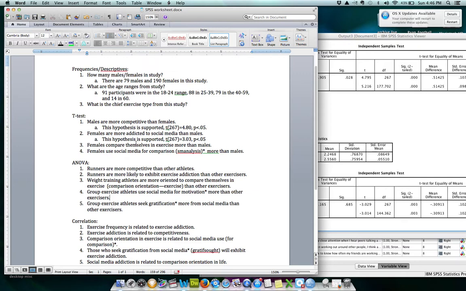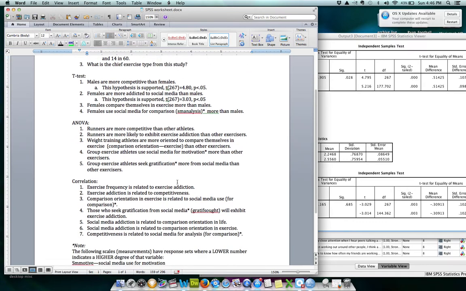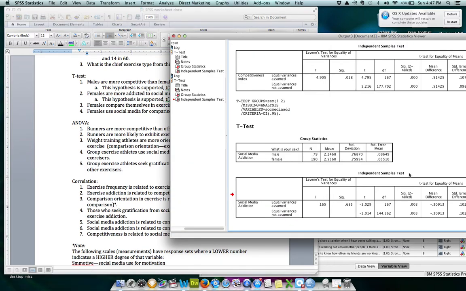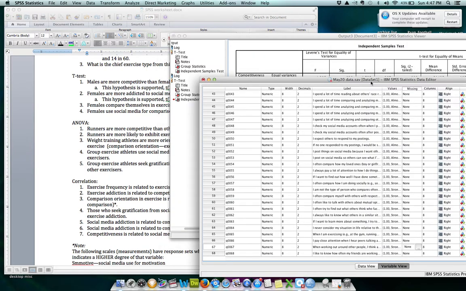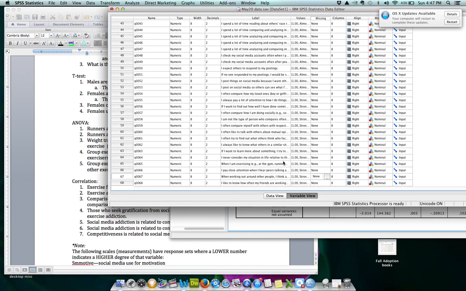So as we found out before, there's more than one exercise type from the study. There were about 7 or 8, I guess. So what we want to do for our first one is compare the competitiveness of runners versus the rest of the athletes. Analysis of variance allows us to do that.